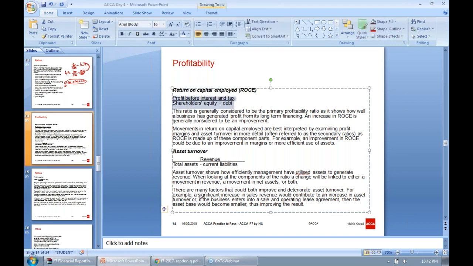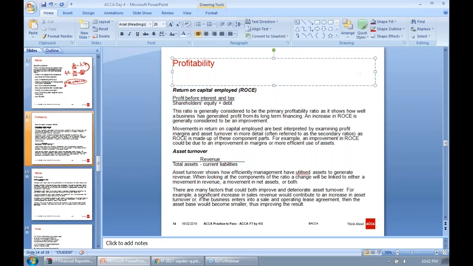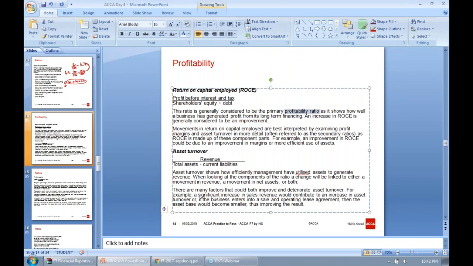For ROC, if the ROC of the business is going to improve or it's going down, you have to keep these points in your mind. This ratio is generally considered to be the primary profitability ratio, showing how well the business is generating its profit. So this should be the point that you write whenever there is an increase in the ROC, or it might be a decrease, so it should be with the opposite wording. The business is not able to generate profits from its long-term financing.